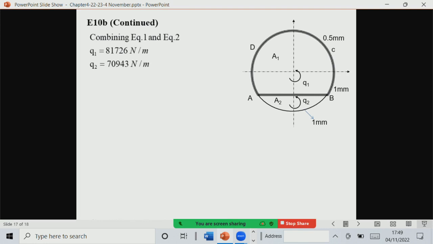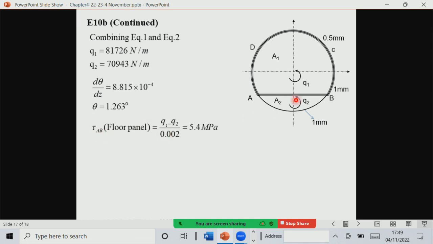But combining those two equations, we find Q1 and Q2. Once we've got the Q1 and Q2, using one of those two equations I showed you earlier, we can find the angle of twist. If multiplied by the length, we find the total twist angle, and the shear stress in the floor panel. This is very important here.